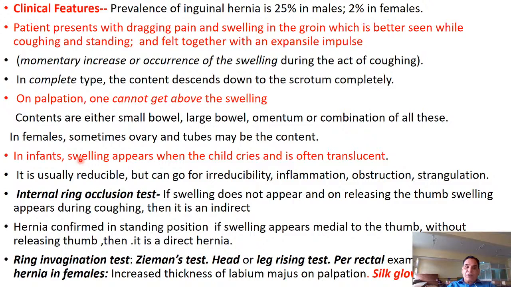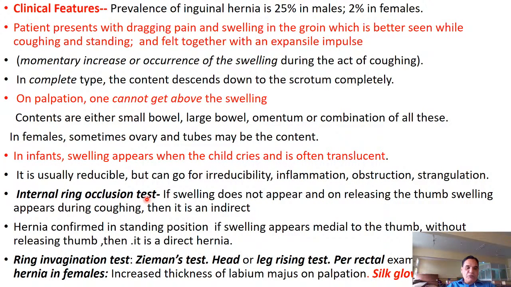In an infant, how is the presentation? It is a congenital hernia. That is why whenever the child cries, this swelling becomes prominent. And this swelling is translucent. So which hernia is translucent? Infantile hernia is translucent. Okay. If it is reducible, it can go to irreducibility, inflammation, obstruction and strangulation. So these are the next stages. To start with, this may be reducible but it can go to further stages.